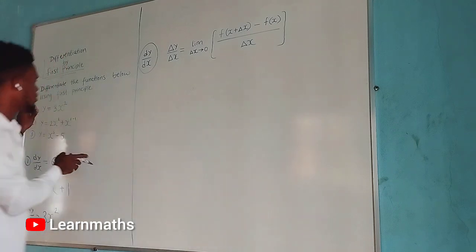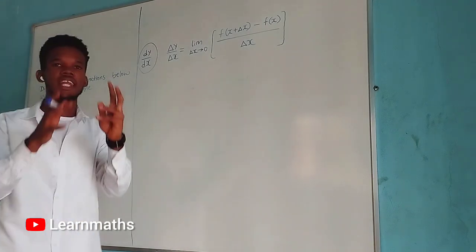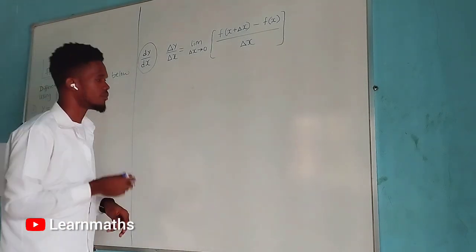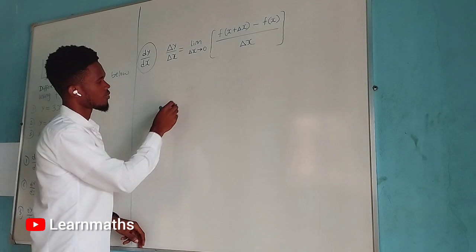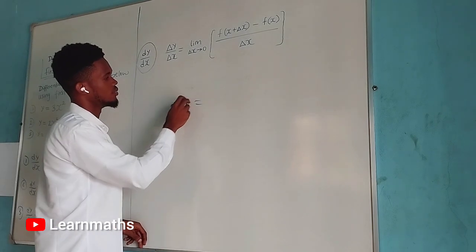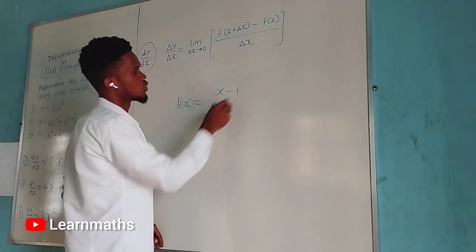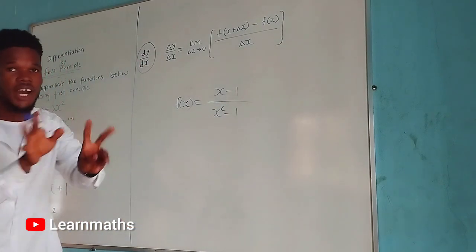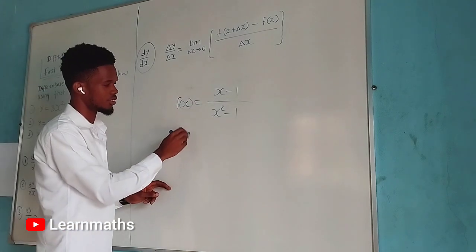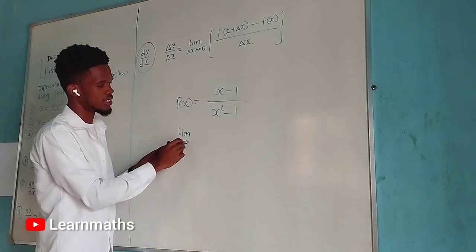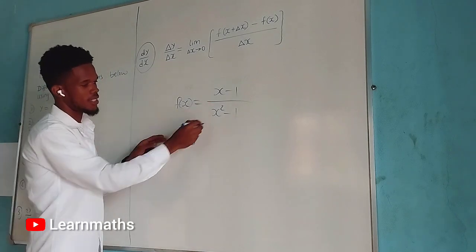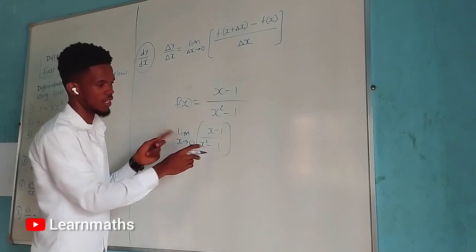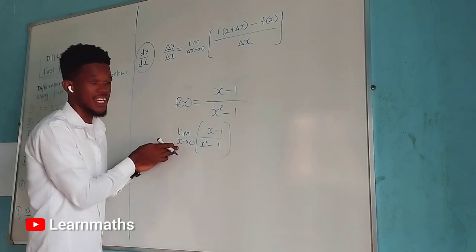Now before we proceed to solving these examples using this formula, let me explain what limits actually mean. For example, if you have a function like f of x equal to (x minus 1) over (x squared minus 1), and you are asked to find the limit of this expression as x approaches 0.